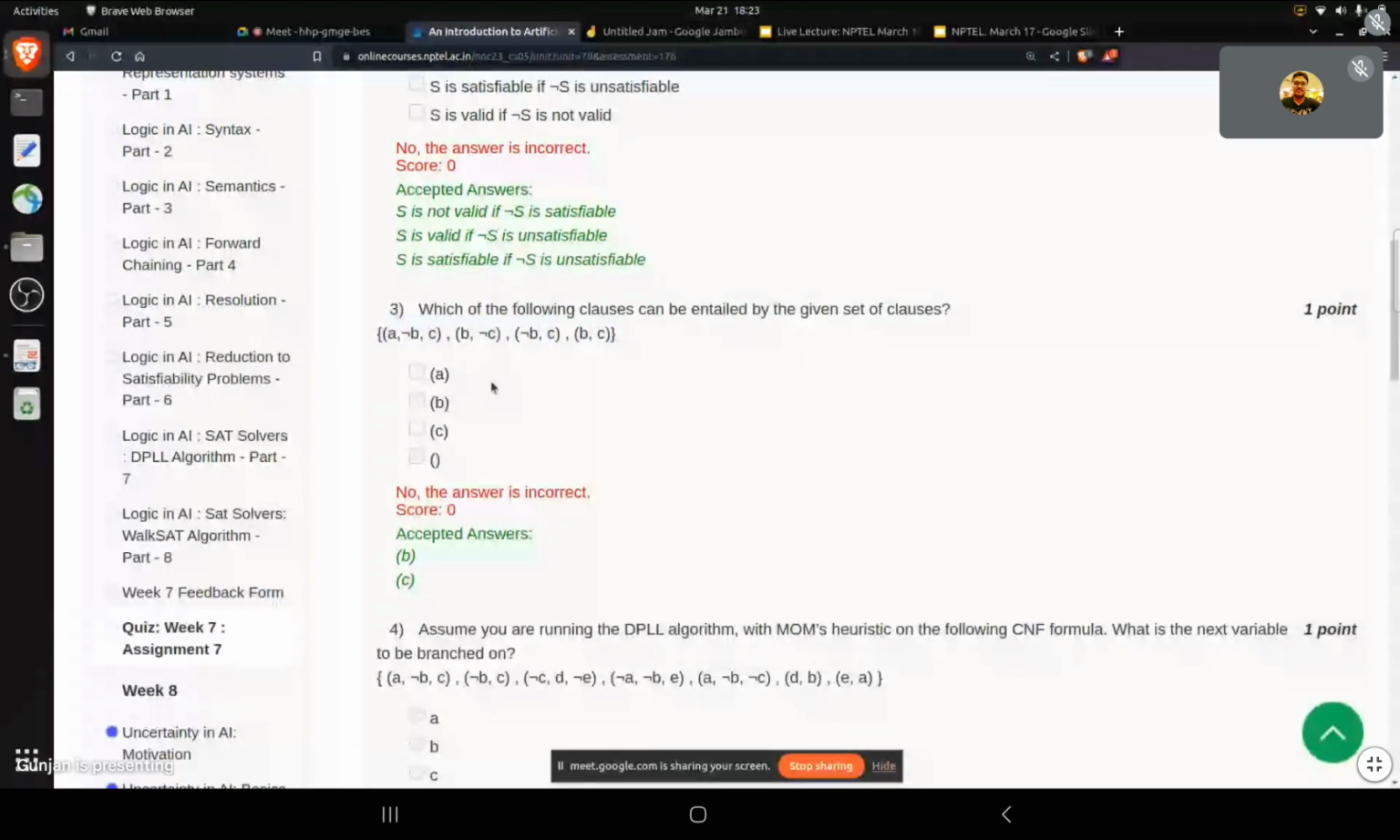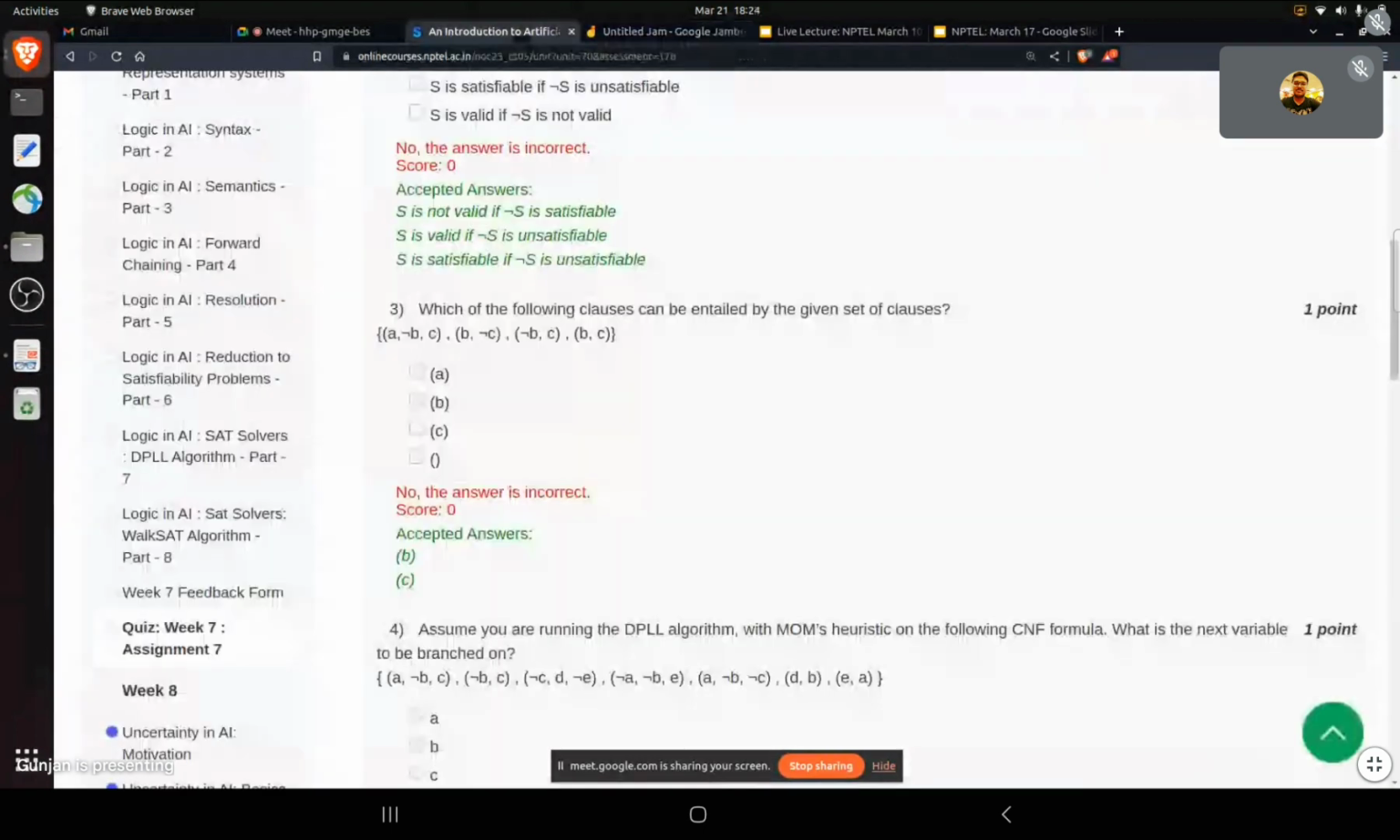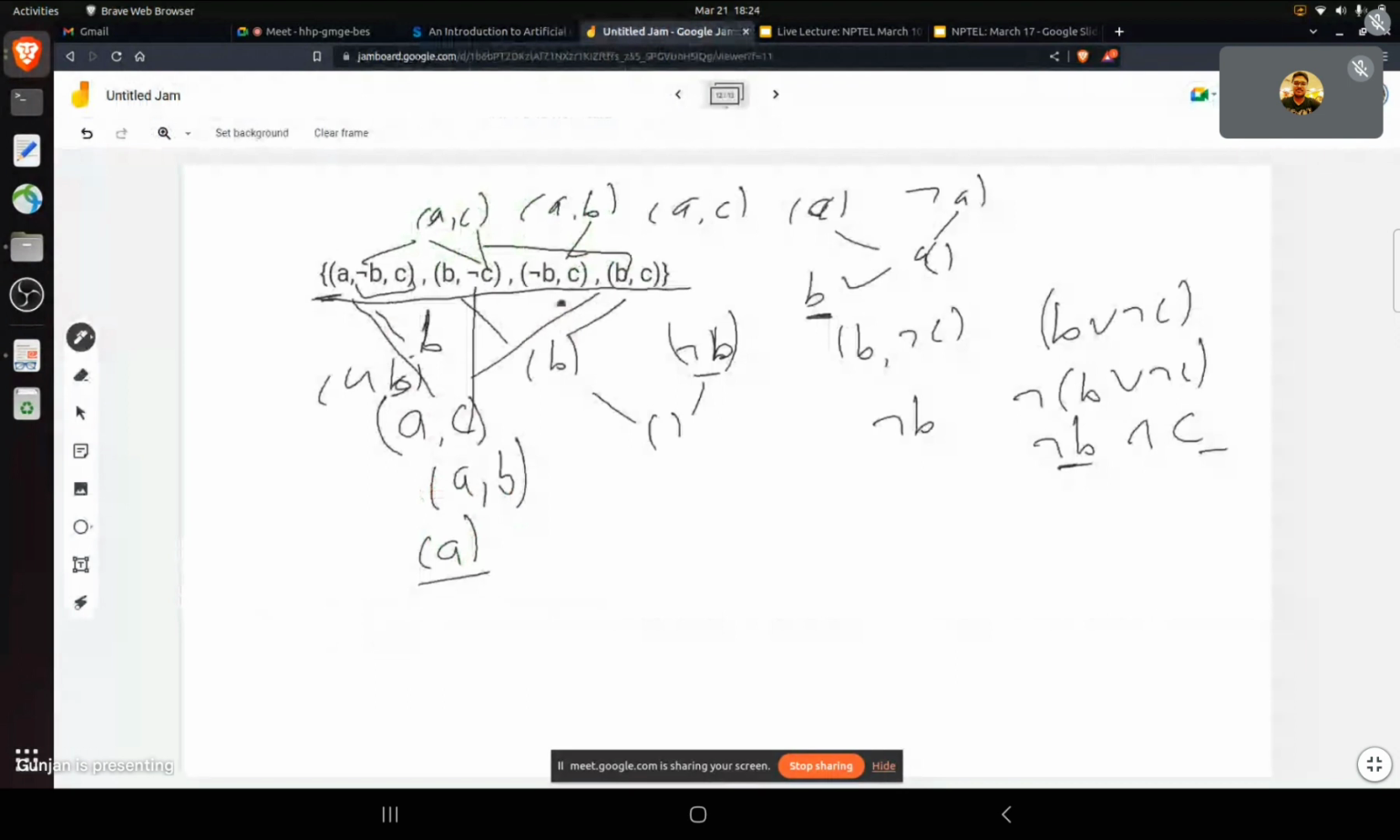You have to consider them separately, and you can do as much as you want to, but you will never get A in a single clause, and that's why it does not entail. But I think you can surely do C. Can you do C? Yes, I think you can do C.